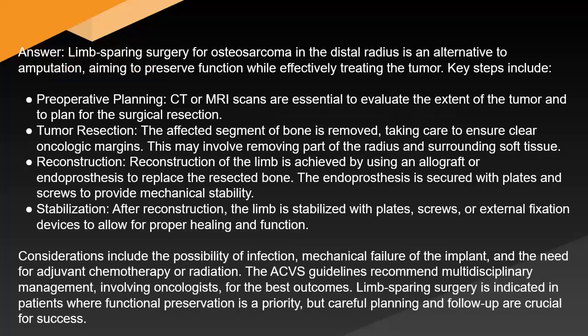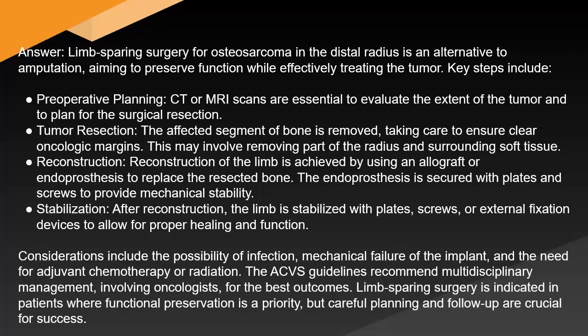Answer: limb-sparing surgery for osteosarcoma in the distal radius is an alternative to amputation, aiming to preserve function while effectively treating the tumor. Key steps include preoperative planning. CT or MRI scans are essential to evaluate the extent of the tumor and to plan for the surgical resection. Tumor resection: the affected segment of bone is removed, taking care to ensure clear oncologic margins. This may involve removing part of the radius and surrounding soft tissue.